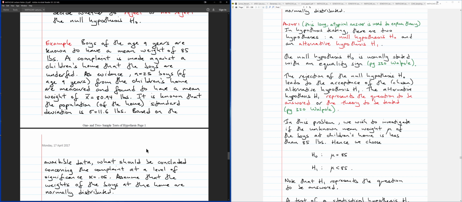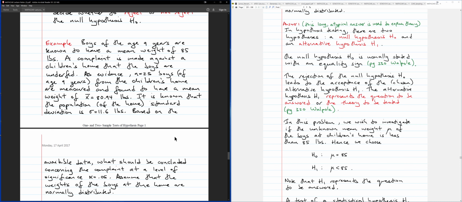All right. So this is the problem. Your null hypothesis is that mu is equal to 85. Now, the evidence you get when you measure the 25 boys and compute the average weight is 80.94. You want to determine if this 80.94 is statistically different from this 85, that is, statistically less than the 85.